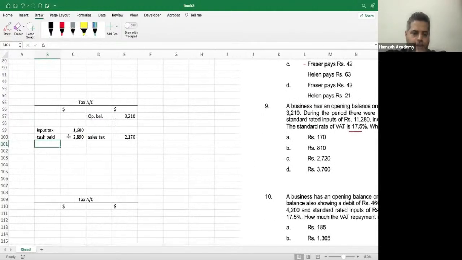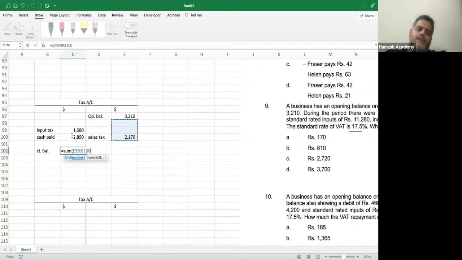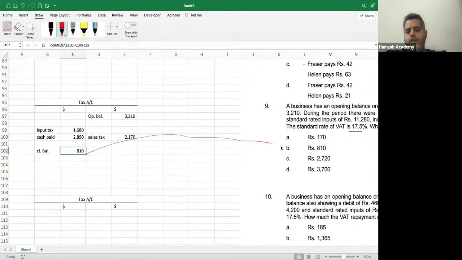Now, this is 3 and 2, 5, and this is 3. So technically, the closing balance is going to be on this side. Why? Because this side is already at 5,000 and this side is at 3,000, because 3 plus 2 is 5,000. So the closing balance is going to be over here. That is the sum of this minus this minus this, 810. So the balance of the tax account is 810 over here. Done? I hope it's clear.